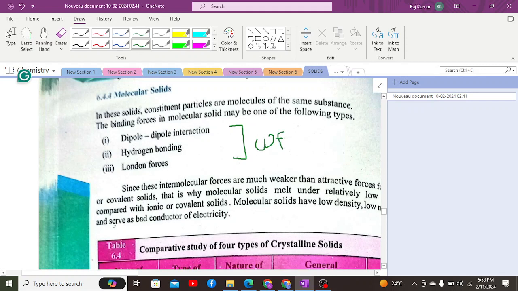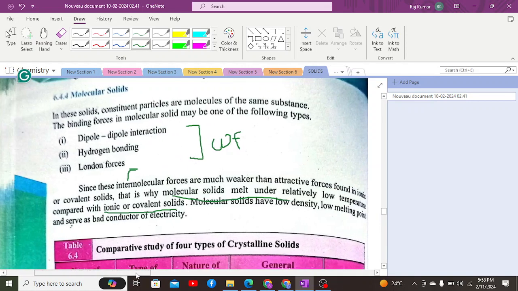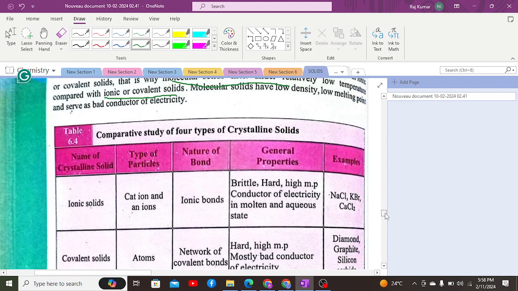These intermolecular forces are much weaker than the attractive forces of a covalent bond, an ionic bond, or other types of bonds such as the metallic bond. That is why molecular solids melt at relatively low temperatures, and that is the reason the sublimation process occurs within molecular solids. Compared with ionic or covalent solids, molecular solids have low density, as well as a low melting point, and serve as bad conductors of electricity.